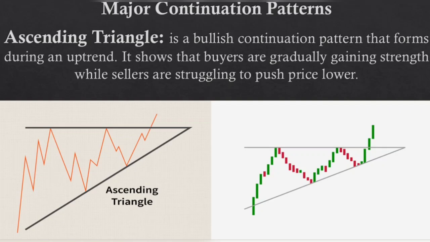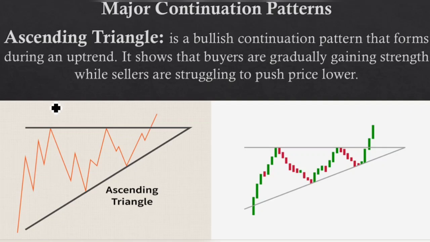But for this, we're going to be limiting it to the basic patterns that always form in the day-to-day interaction in the market. Right now, what an ascending triangle pattern is: it is a bullish continuation pattern that forms during an uptrend, right? It shows that buyers are gradually gaining strength while sellers are struggling to push price lower.